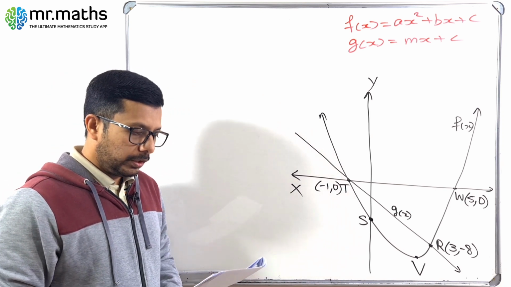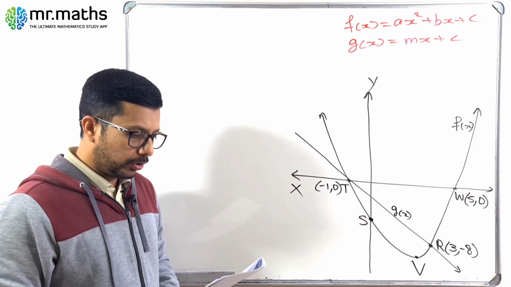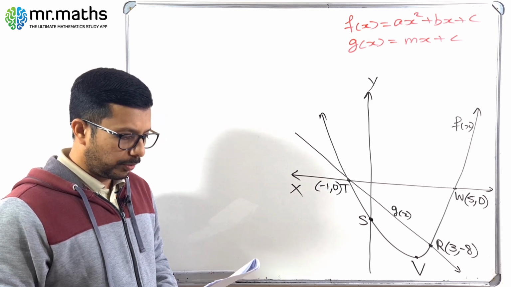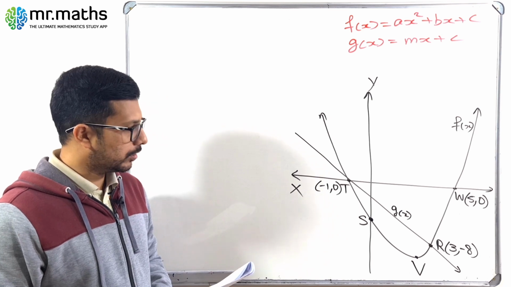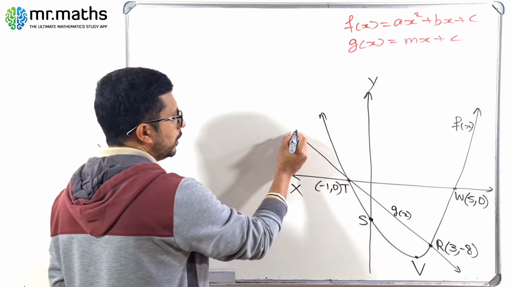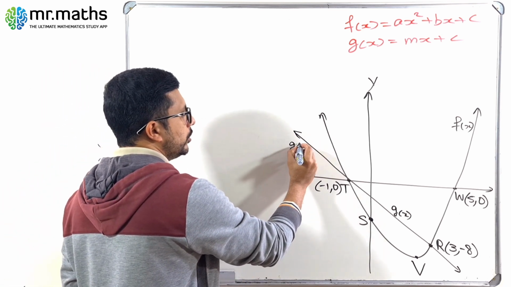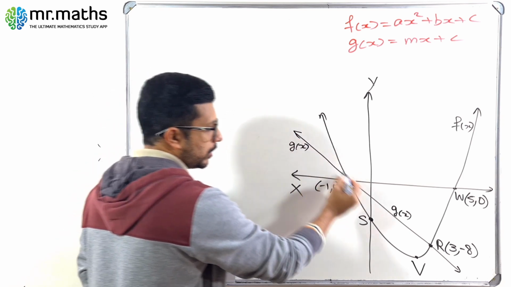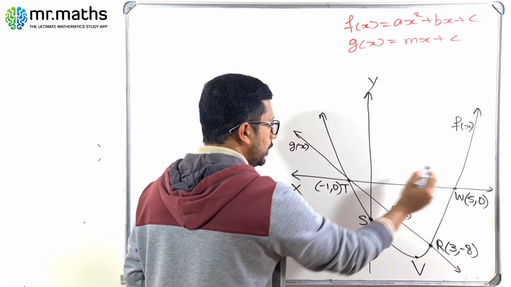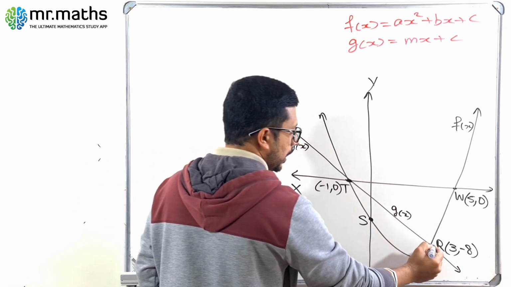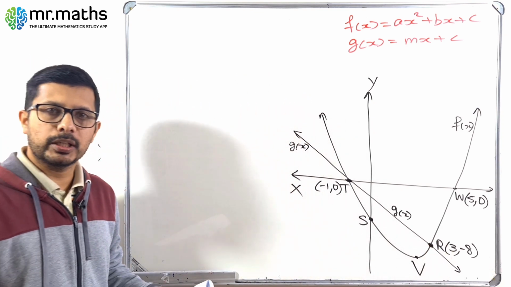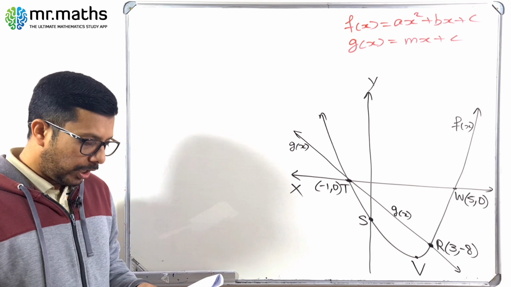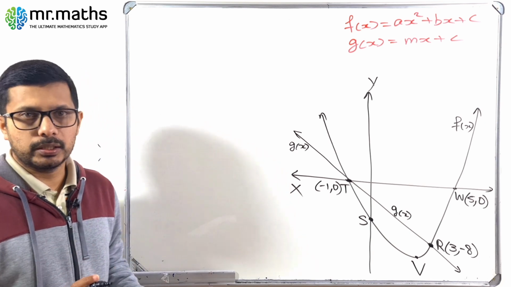Okay, now T is minus 1 comma 0 and R is 3 comma minus 8, where the two graphs intersect. So here you can see that this is our straight line graph g of x, and this straight line graph and this graph intersect at the points T and R. Okay, at the points T and R both the graphs intersect. Okay, now based on this one we have to answer the remaining questions.